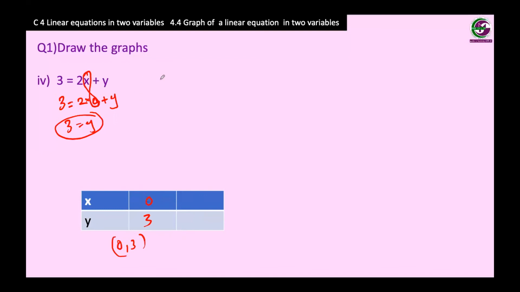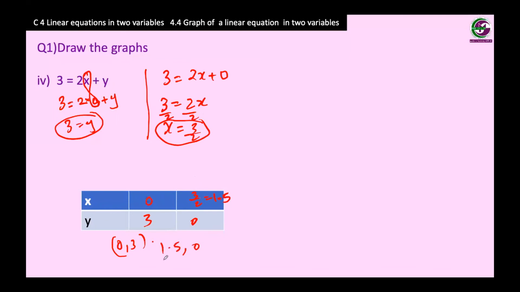Another one, let's take y is equal to 0. So 3 is equal to 2x plus 0. If you take the value of y as 0, it will be a fraction, 3 by 2. So 3 is equal to 2x, so x is equal to 3 divided by 2. 3 by 2 is the answer. So if x is 3 by 2, which is 1.5, then the value of y will be 0. So (1.5, 0) is a point.